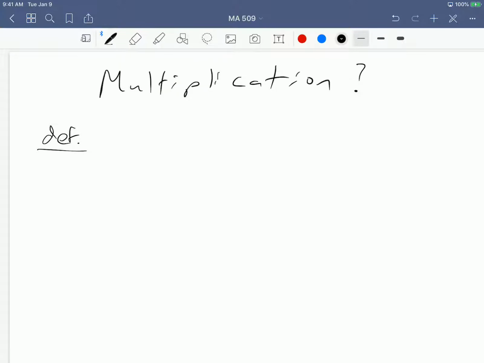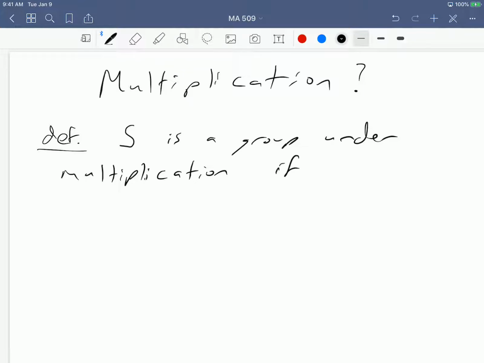So in this video, we're going to talk a little bit about multiplication as our binary operation and what we have and don't have in that setting. So first, I'm going to go over this definition. We're going to translate it into a multiplicative definition. So S would be a group under multiplication. S is any set, and it would be a group under multiplication if we had certain properties.